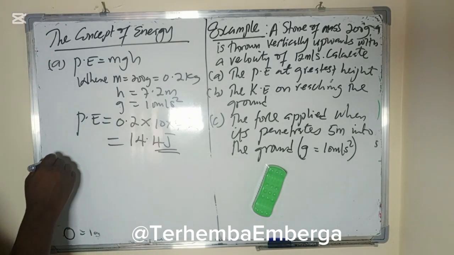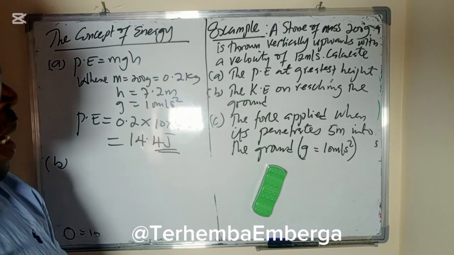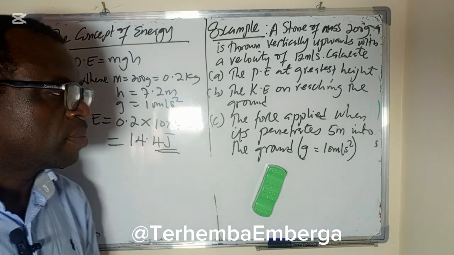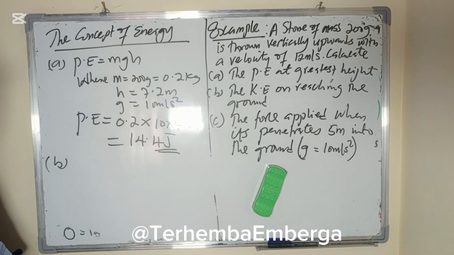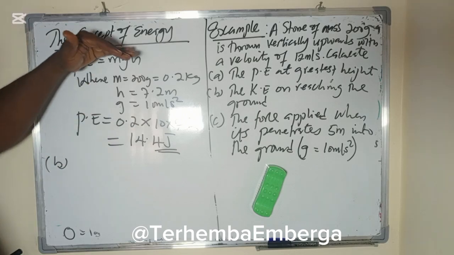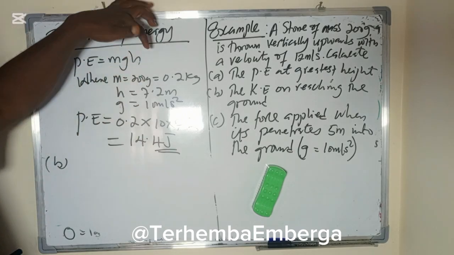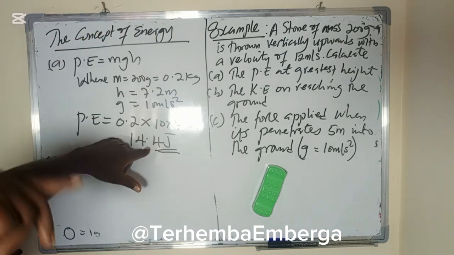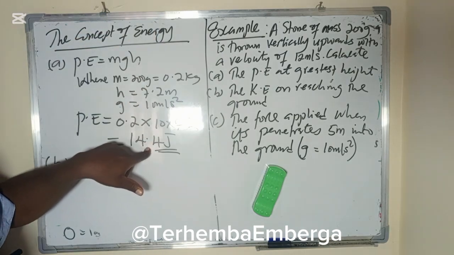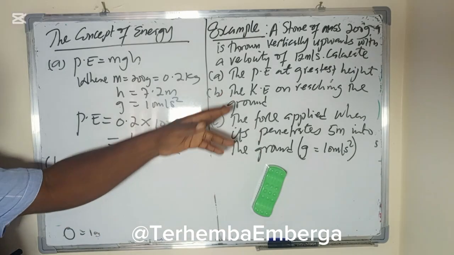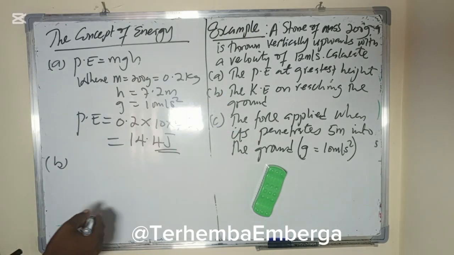The B part, calculate the kinetic energy on reaching the ground. There are two ways to do this. We know kinetic energy is equal to work done, and work done is force times distance. So if the object has this potential energy and it's moving, this potential energy value will be converted to kinetic energy. So you don't even need to do any calculation here.